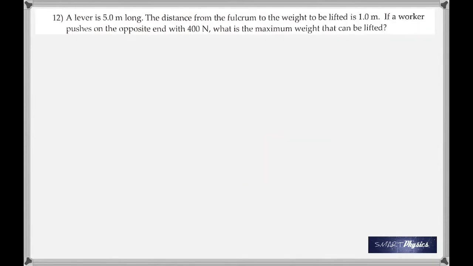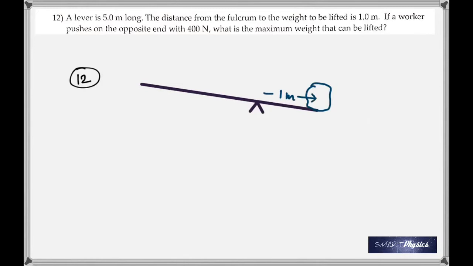And then 12th question. A lever is 5 meter long. The distance from the fulcrum to the weight to be lifted is 1 meter. If a worker pushes on the opposite end with 400, what is the maximum weight that can be lifted? Let's get a diagram. That's the lever, 5 meter long, but from the fulcrum to the weight is 1 meter, as you can see. The worker pushes down there, applies the force F.